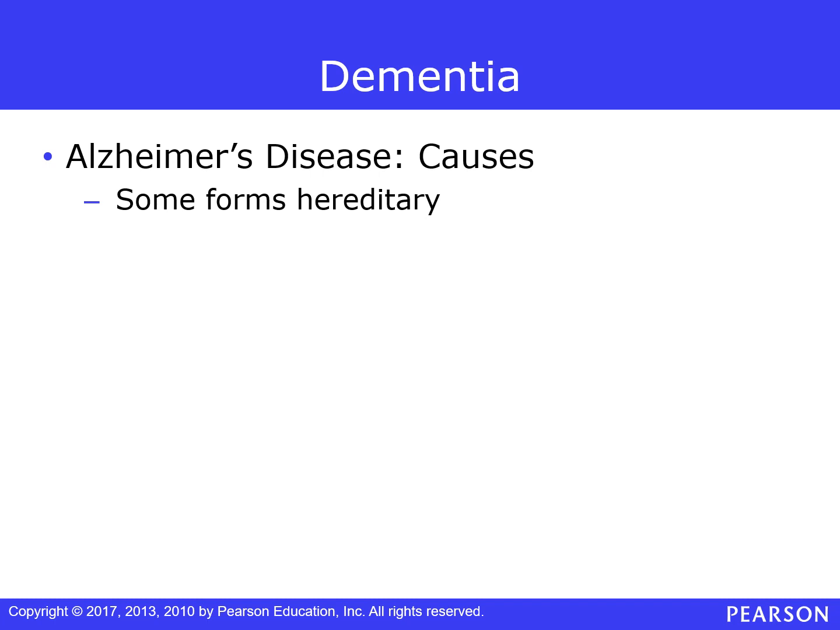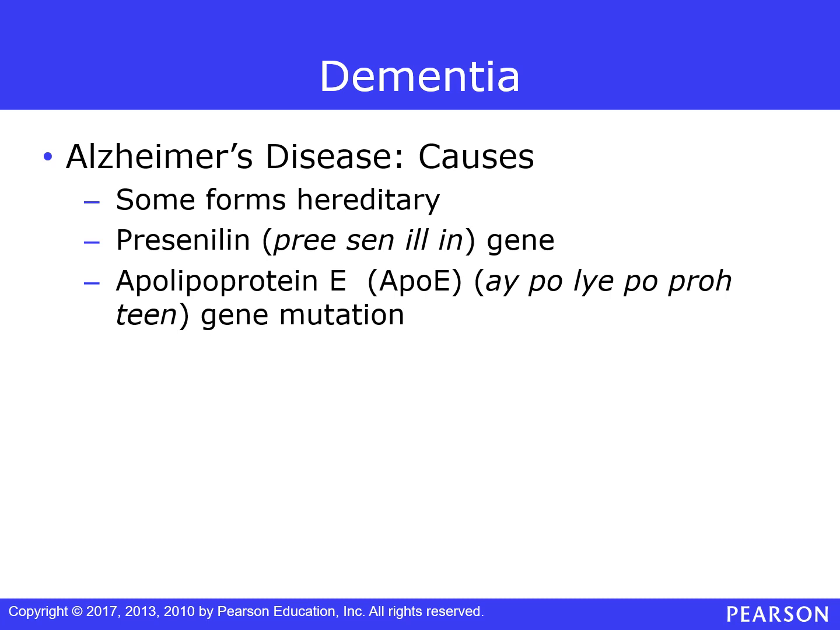Some of the causes we think could be hereditary. Some forms do seem to be hereditary and run in families. For example, there can be a couple of issues with a certain gene. The presenilin gene can be affected, and that can result in a form of Alzheimer's disease. There can also be apolipoprotein E, or ApoE. This is a genetic mutation that can cause dementia as well. So 2 different types of genetic abnormalities can eventually cause dementia.